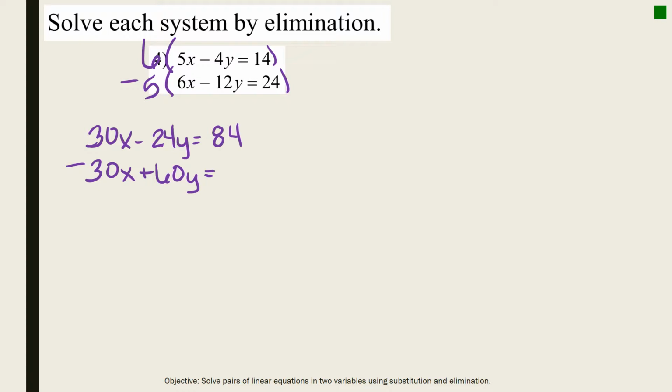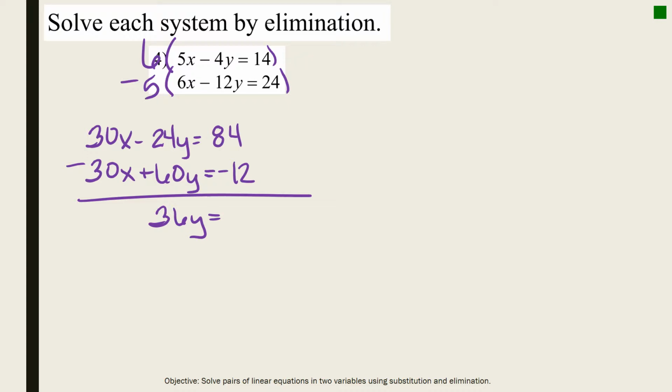I'm having enough trouble with the pen. I can't even imagine trying to do this in my head. So I'm going to do the 60 and the negative 24, and that gives me a positive 36y. I'm going to take 84 minus 125, except I didn't hit the 1. Oh, that gives me negative 41. See, I think I messed up.